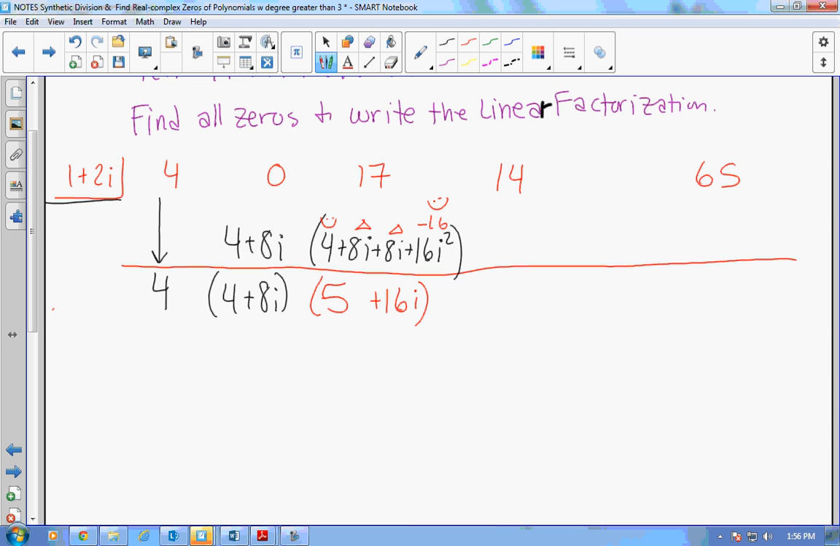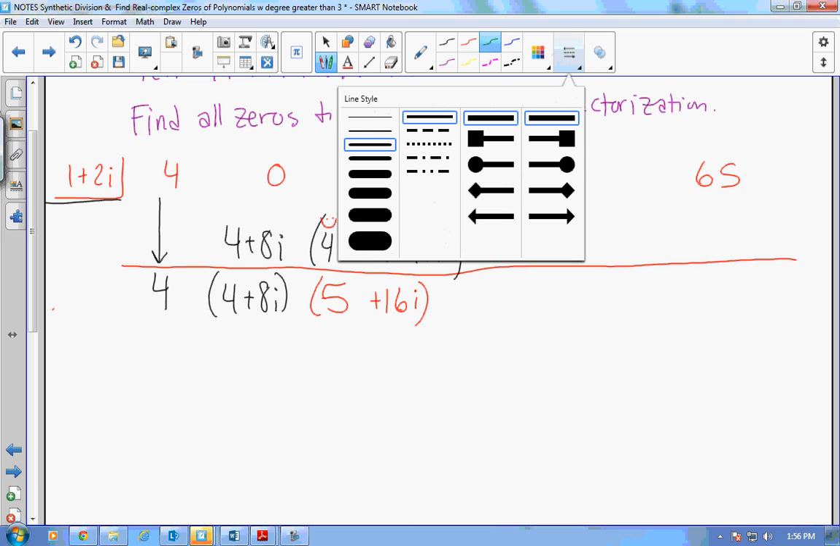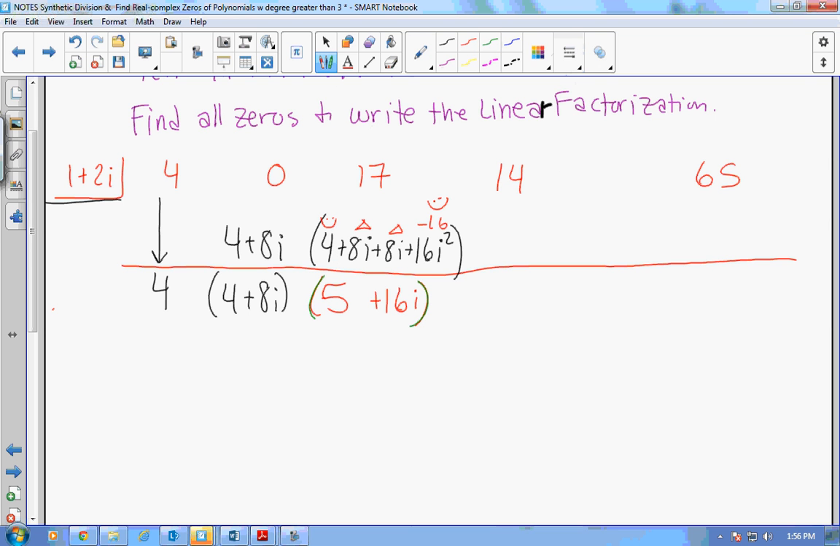So fun. Okay. Let's do it again. Okay, now we're taking this complex number and multiplying it by our complex number in the box. 1 times 5, 5. So I'm going to put parentheses to separate these. 1 times 16i. Now we go to the 2i. 2i times 5, 10i. 2i times 16i. Positive 32i squared. I forgot the squared.